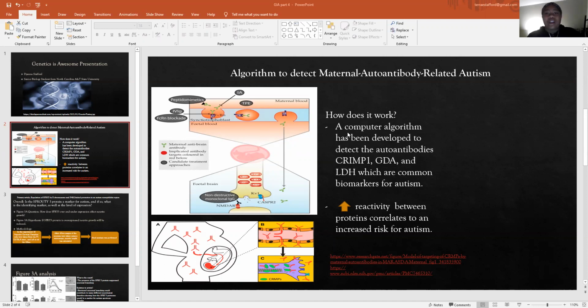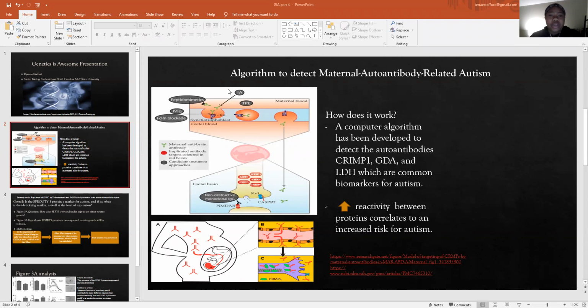And how does it work? A computer generated algorithm has been developed to detect the autoantibodies from a mother to determine whether or not her child will subsequently have autism. The autoantibodies that were used as the markers were the CRIMP1, GBA, and LDH proteins.